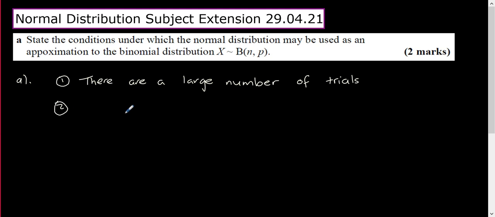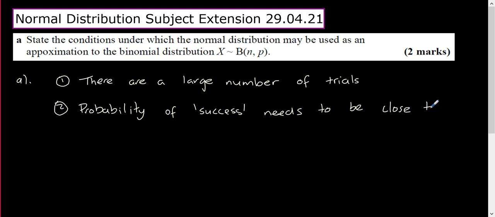The second thing is that the probability of success, which is what we look at with a binomial distribution, needs to be close to 0.5. Now, again, that's pretty subjective. What is close to 0.5? What you decide is close to 0.5 might be different to what I decide is close to 0.5.